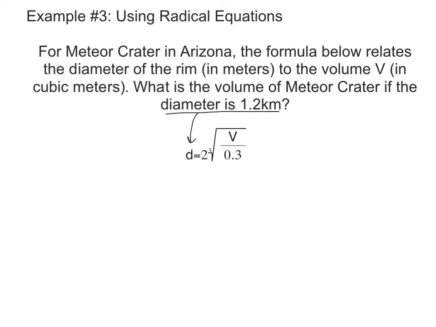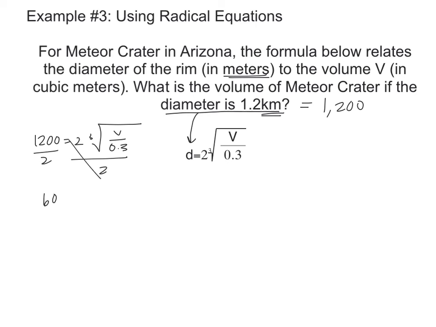However, they tell you that the diameter needs to be in meters, but we're given it in kilometers. So 1.2 kilometers. Remember, kilo means 1,000. So this is really 1,200. So we're going to substitute 1,200 into our formula. All right, and then divide by 2. So it's going to be 600 equal to the cube root. And let's go ahead and write that in exponential form.